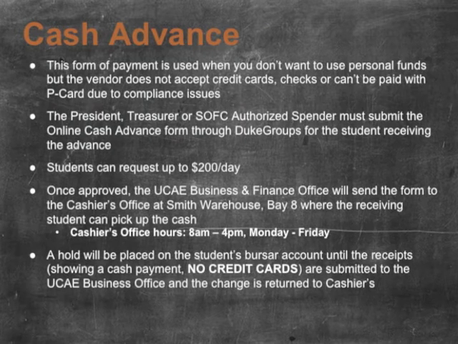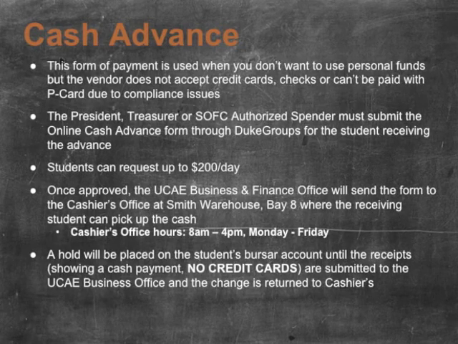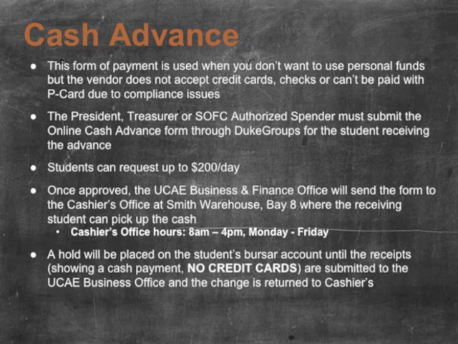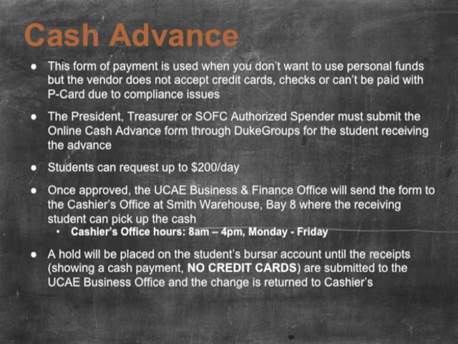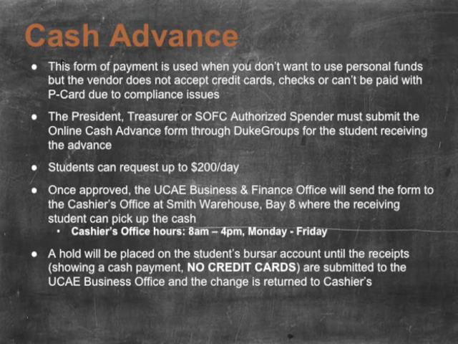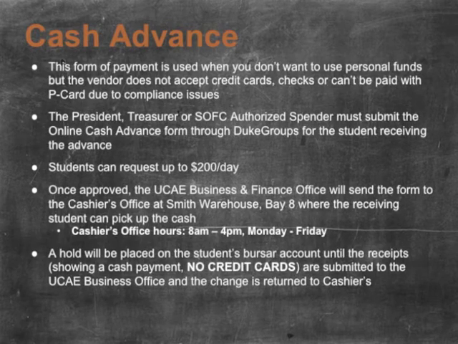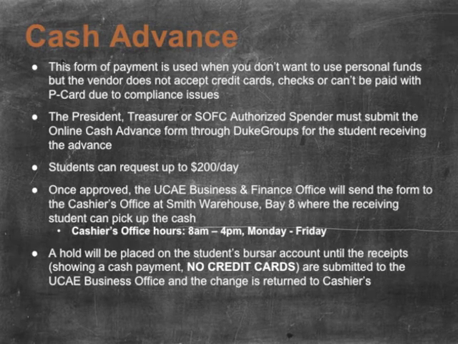If you do not want to use personal funds, but the vendor is unable to accept a credit card or a check, or they are on the restricted vendors list, you can receive a cash advance. The president, treasurer, or authorized spender must submit the online cash advance request through Duke Groups. Current students can request up to $200 per day. Once the advance is approved, the student that the advance was for can go to the cashier's office located at Smith Warehouse to pick up the cash advance.